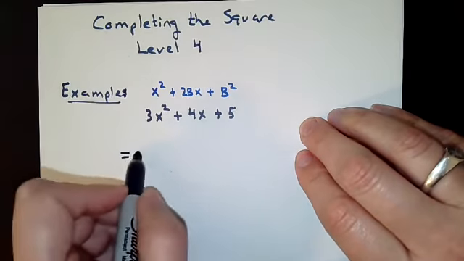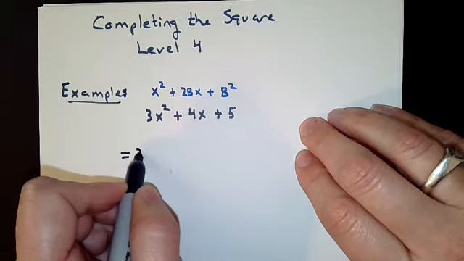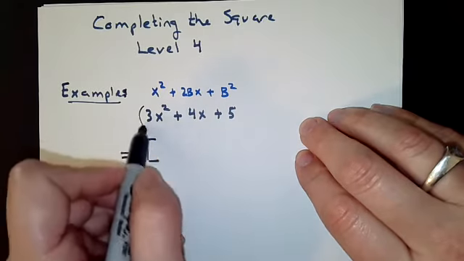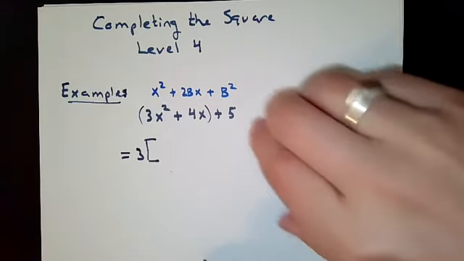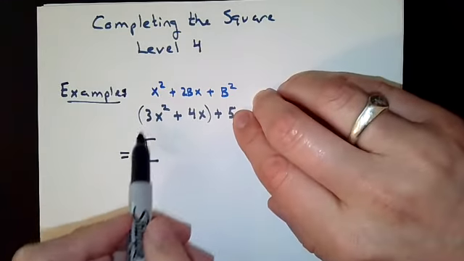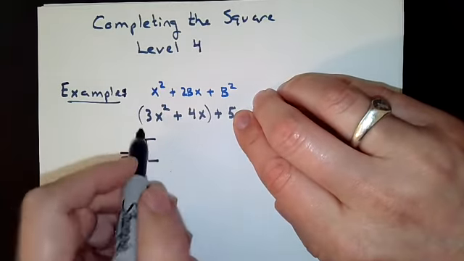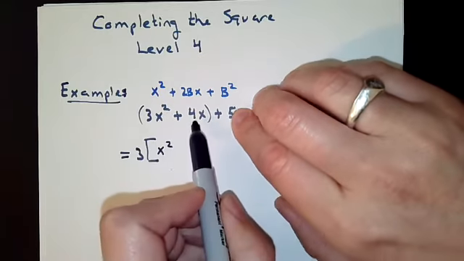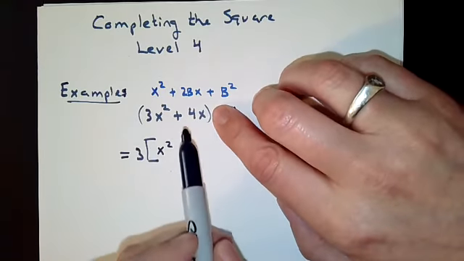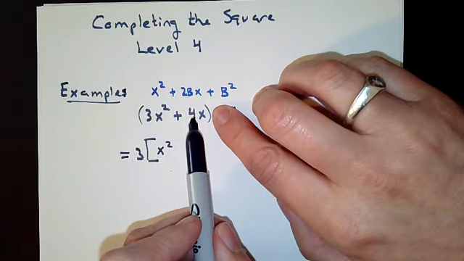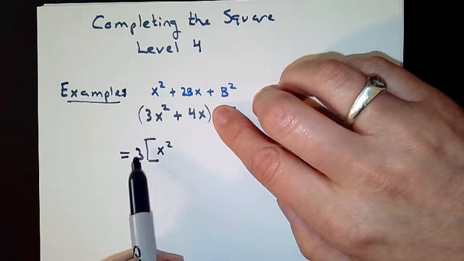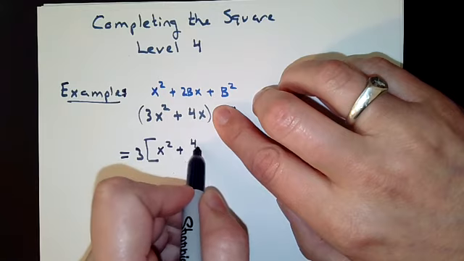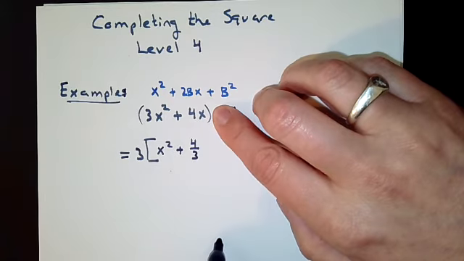We're going to factor out the 3. And again, we're only going to factor it out of the first 2 terms. So 3 divided by 3 is 1, and so that leaves behind the x squared. Now remember, factoring is division. So when we factor out a 3, this becomes 4 divided by 3. Well, 4 divided by 3 is, well, 4 divided by 3.